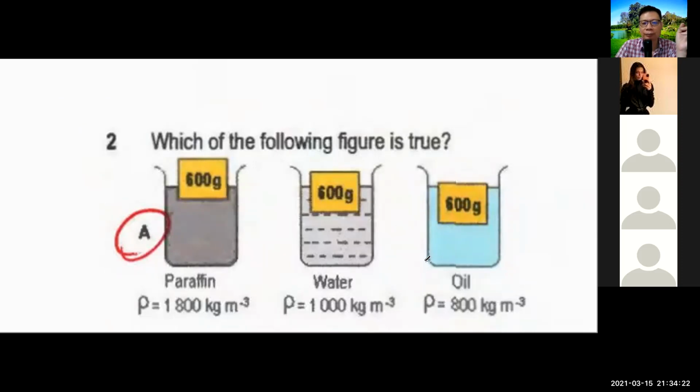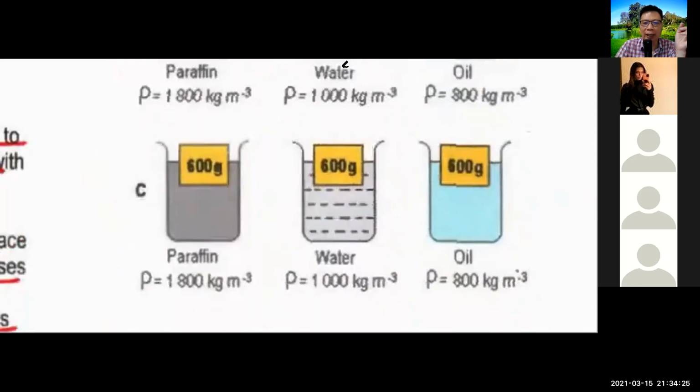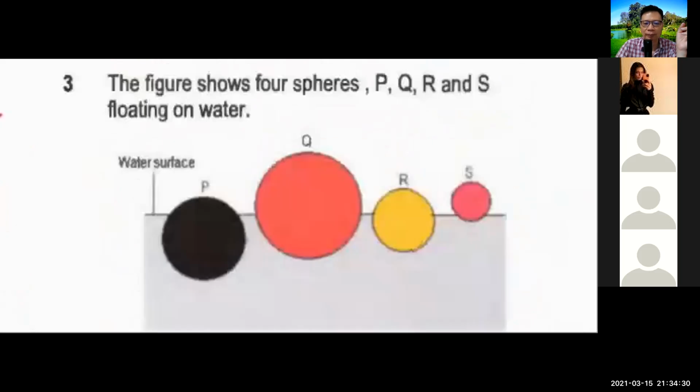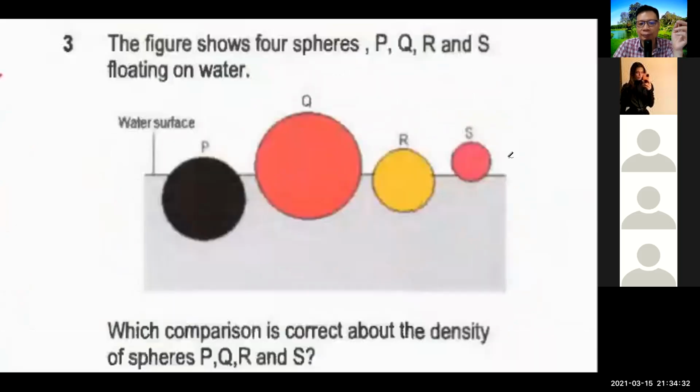Okay. Number 3. Which one is correct? Think carefully. Which comparison is correct about the density of P, Q, R, S? Which one has the lowest density? Which one has the highest? You see the level the ball sinks to, then you know the density already.